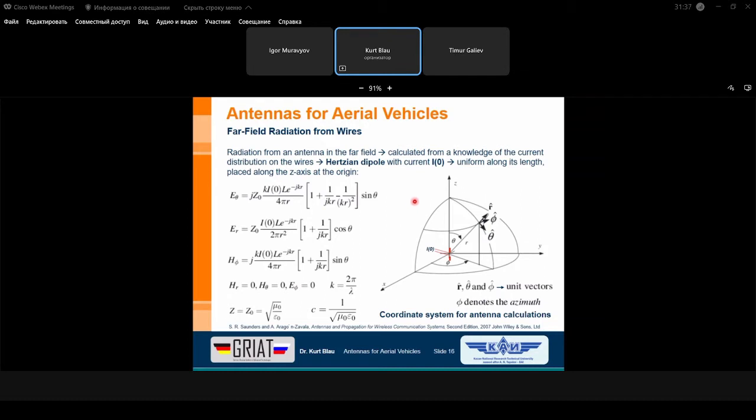We have to go a little bit into mathematics based on the Maxwell equations, and in this way we can explain in more detail what happens in the far field. And at least we can see the electrical field radiated by a very small dipole. This dipole is named the Hertzian dipole. It's very short.